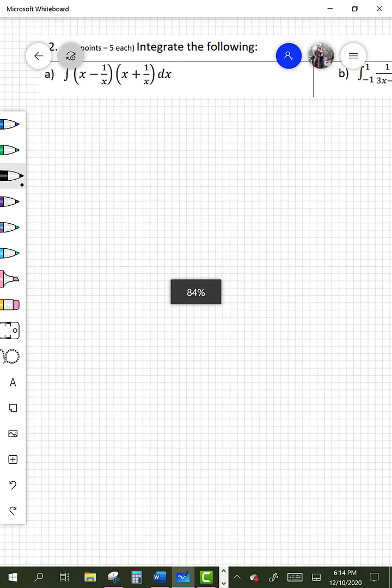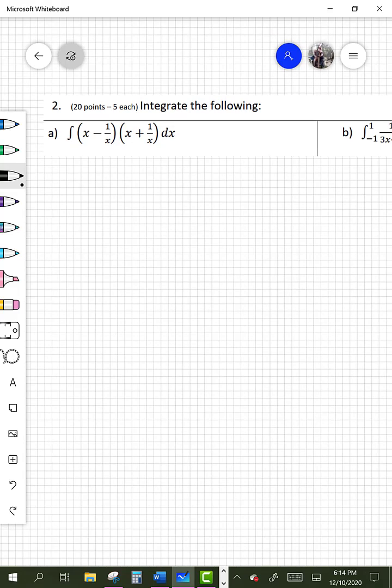First one, we have the integral of the quantity x minus 1 over x times the quantity x plus 1 over x dx. If you look at this, we can't just integrate it right away, but we can distribute. If we distribute, notice this is a difference of squares, and so this would be the same thing as x squared minus 1 over x squared dx.